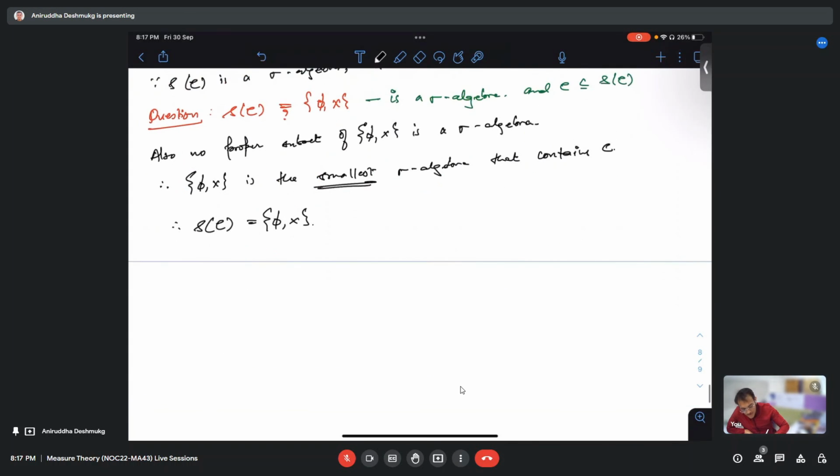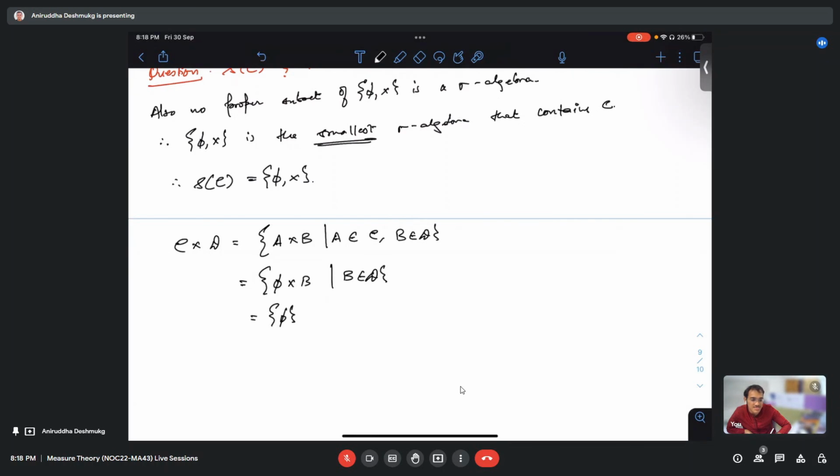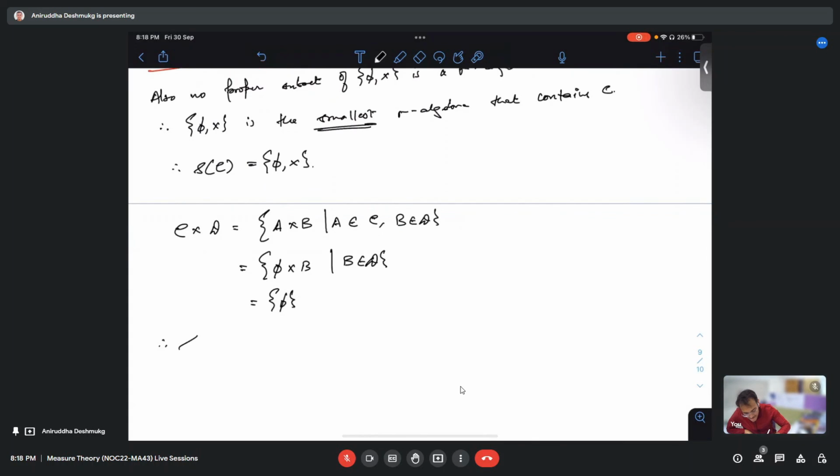Okay. Now, what about C cross D? That means the Cartesian product of elements in C and elements in D. So in general, they are rectangles A cross B where A comes from C and B comes from D. But there is only one set inside C, which is the empty set. So empty cross B, where B varies in D. But this is just empty. And we have seen that the smallest sigma algebra generated by the singleton empty set is the two sets, empty and X, the whole space. Therefore, S of C cross D is phi comma X cross Y.